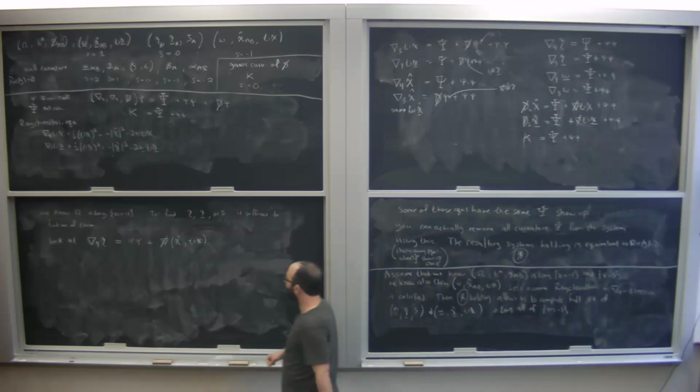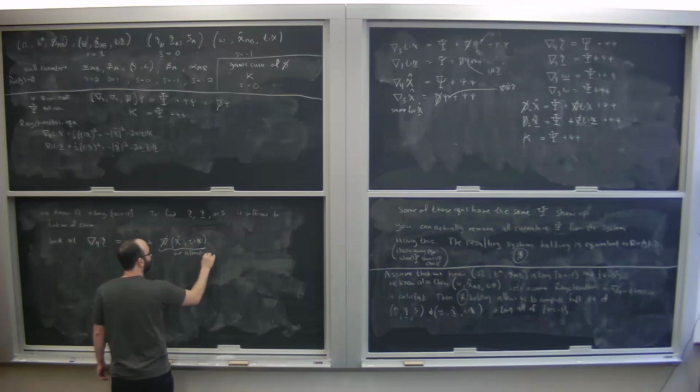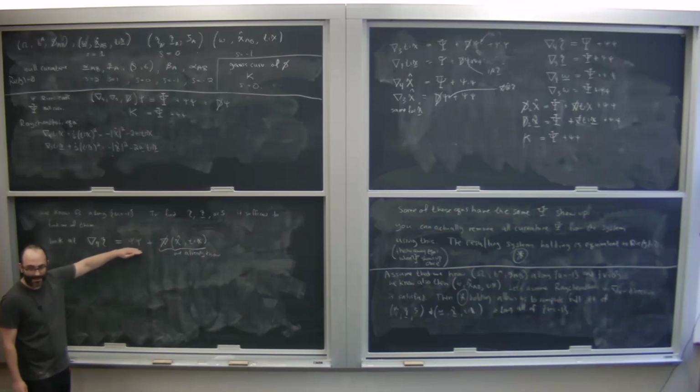Okay, so I get this, and now these ones we already know. So now the question is, what can these be by signature considerations? So this, remember, is signature -1.